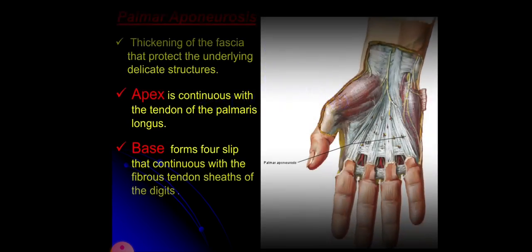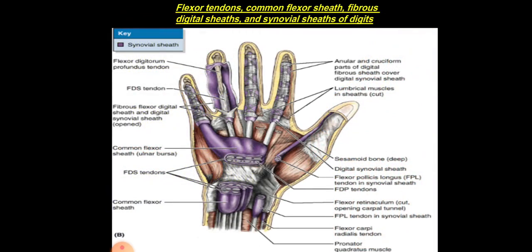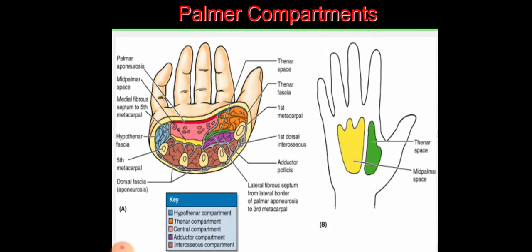Okay, the hand is divided into compartments. The palm of the hand is divided into 4 or 5 compartments: hypothenar, thenar, adductor compartment, central, and interossei compartment.